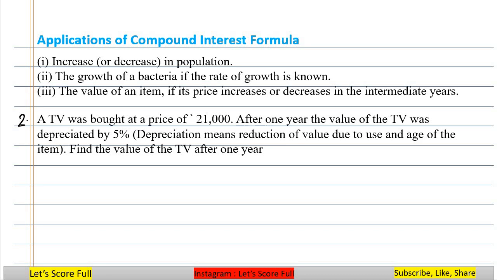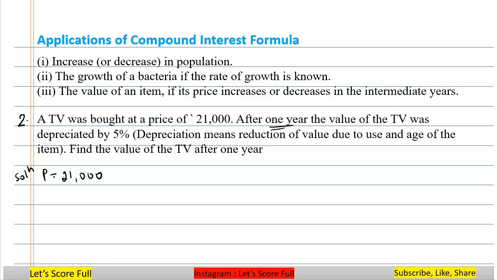Take the example of, suppose someone has bought a car. After 1 year, that price will not be the same because second-hand car no one will buy at the same price. In that case, the price decreases. At what rate the price decreases is known as depreciation rate, and the value after depreciation is known as depreciated values. Let's understand this concept using the numerical. Here, take the example, a TV was bought at a price of 21,000. Okay? So you can say the principal or price, how much? It is 21,000.